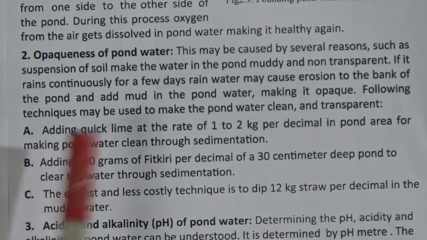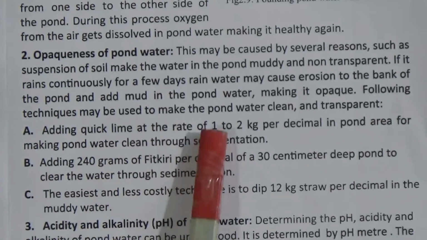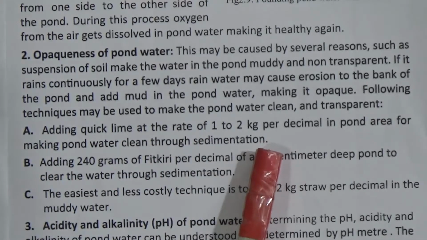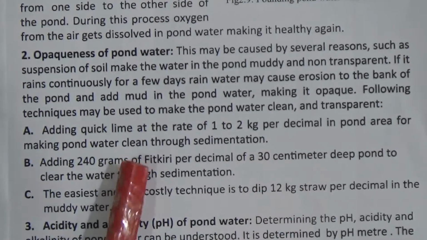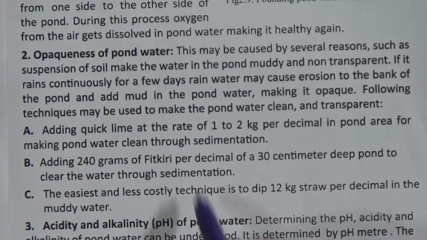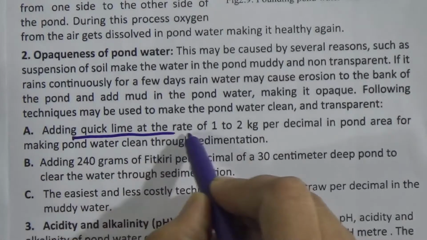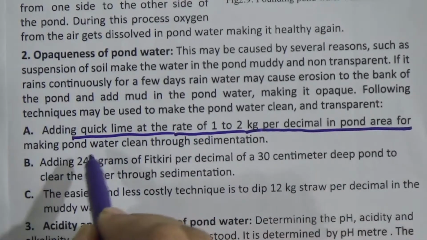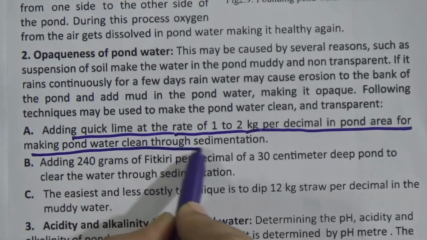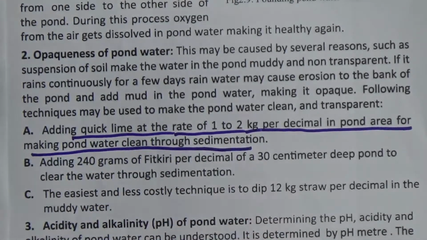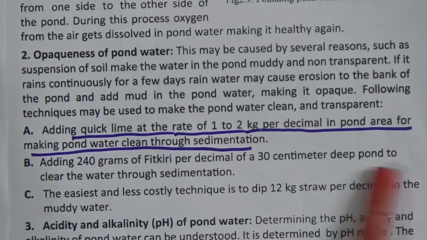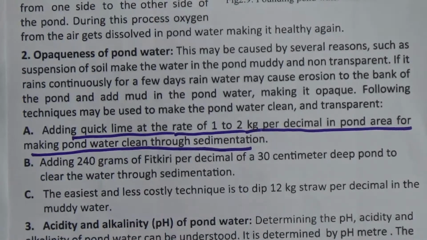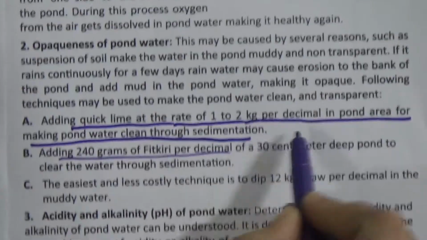Number A. Adding quick lime at the rate of 1 or 2 kg per decimal in the pond area for making pond water clean through sedimentation. So we have to add quick lime at the rate of 1 or 2 kg per decimal in the pond area for making pond water clean through sedimentation. Adding 240 grams of Fitcary per decimal of a 30 cm deep pond to clear the water through sedimentation. So underline this also.